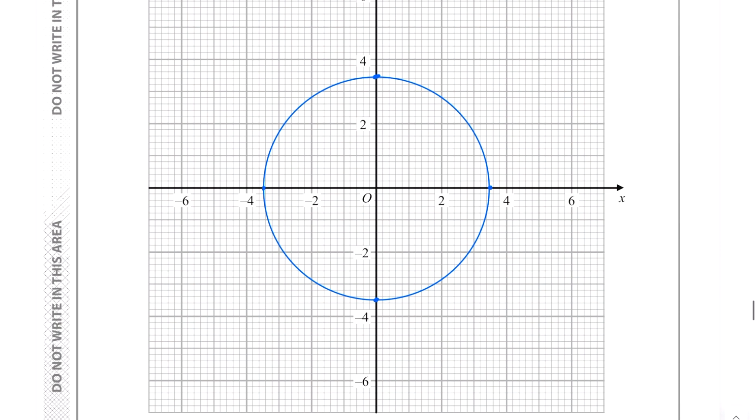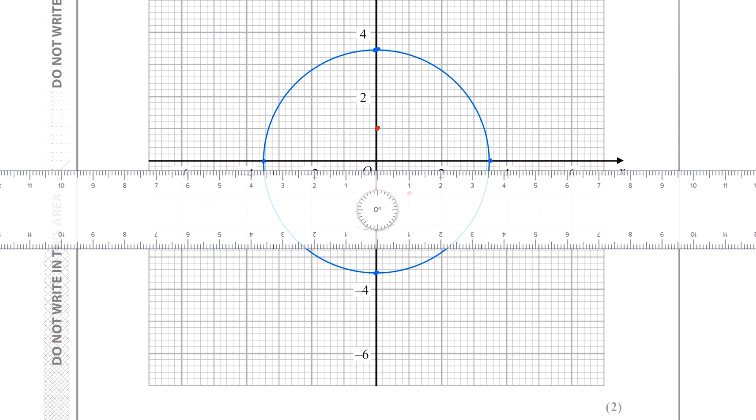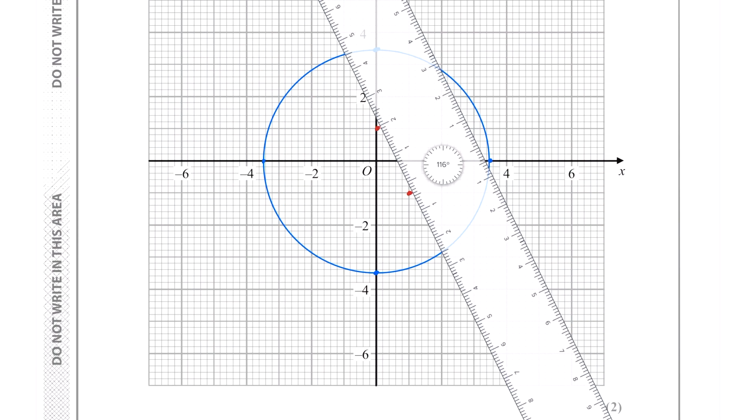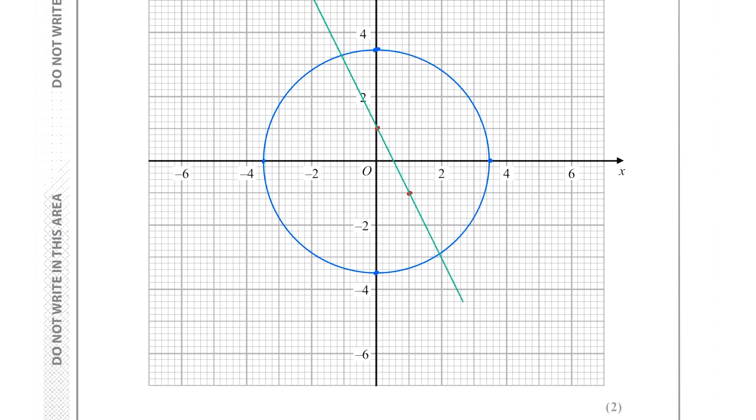So we need to draw a line on for this. So we know the y-intercept is 1, so that means it's going to cross in the y-axis right here. And we know for every one that we go across, we go down by 2 because it's got a negative gradient. So the line will be passing through these 2 points. And you can plot more points on if you want, or you can just grab a ruler at this stage and draw a line through these two. And it looks something like that.